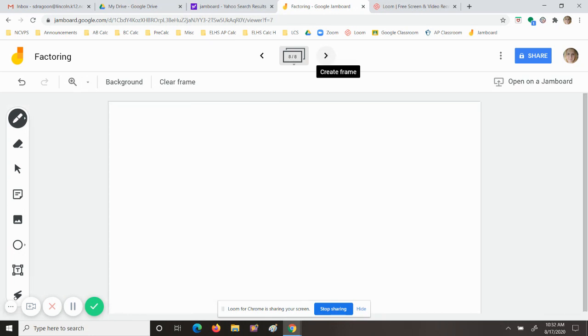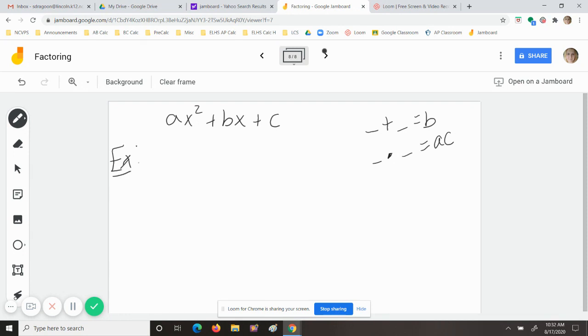The last type of factoring that we're going to talk about is when a is not equal to 1. So remember how we wrote out our quadratic equation. We're still going to start the same way as we did to begin with. We still need two terms that add together to equal b. But now we need two numbers that multiply together to equal whatever a times c is. So this one's going to go a little bit differently. Let's look at an example, and I'm going to take you through the process. We end up factoring by grouping, basically.